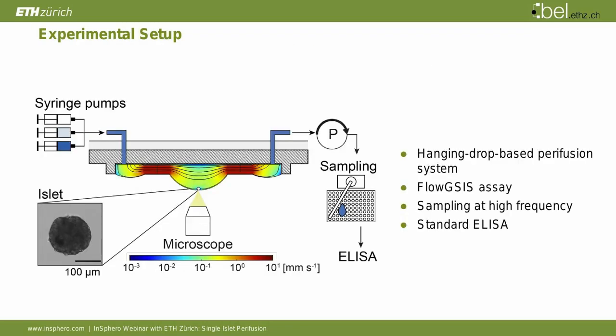Now this is the experimental setup, and you can see we can connect different syringe pumps that are preloaded with different glucose-enriched buffer solutions, but also compounds, for example. And we perfuse at a constant rate of 15 microliters per minute, and we actively withdraw the media with the peristaltic pump with the same flow rate. And the media is then sampled via a robotic arm into an assay well plate that can then be directly used for ELISA quantification. So we're using here a simple standard ELISA.